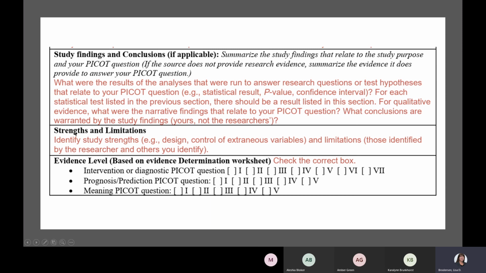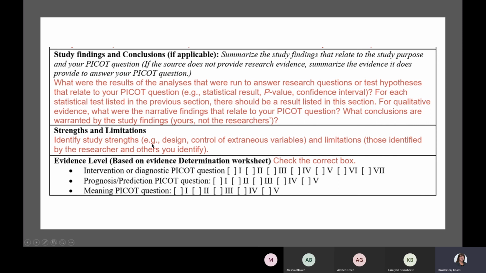Okay, then the next section, strengths and limitations. These are also things that you identify. You can list them here. Researchers always, in the discussion section of a research report, will list their study limitations. Sometimes they don't list every limitation that they should list, and so you should be thinking about the other limitations of the study that you should list.